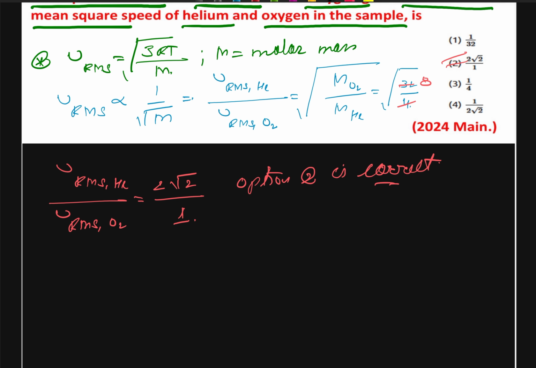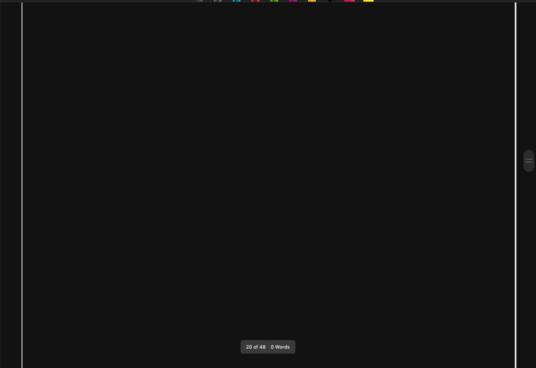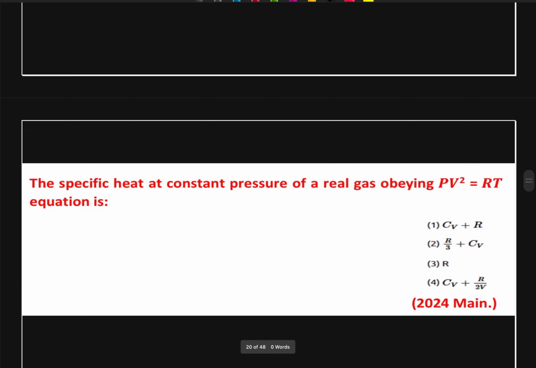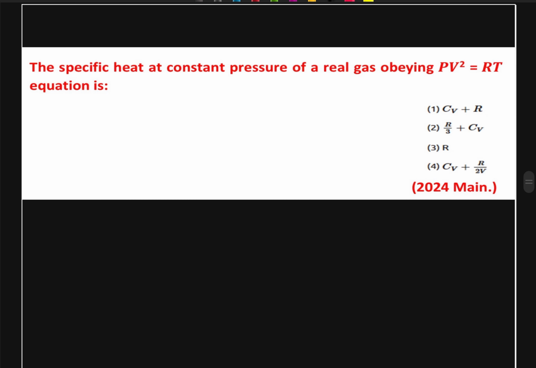Next question. It states that the specific heat at constant pressure of a real gas obeying the equation PV square is equal to RT is. So we have to find out the relationship between our specific heats, which is C_V and C_P basically. And in this particular case, this relationship is governed by the equation PV square is equal to RT.